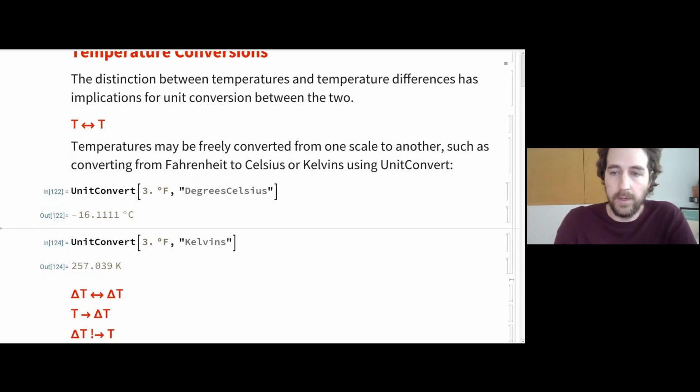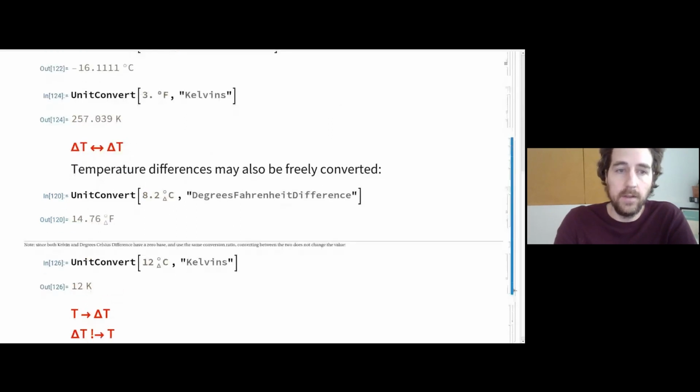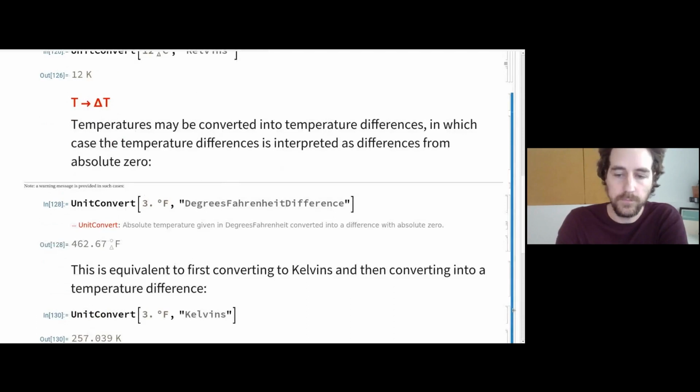We can convert between temperature differences. Again, temperature differences also have a zero value of zero, and they represent the difference between two absolute temperatures. So I can convert from degrees Celsius difference to degrees Fahrenheit difference. You'll notice the difference units have this small delta under the degree sign, indicating it's a measure of temperature difference. And again, kelvins can be used on either scale, in either fashion of absolute temperature or temperature difference, because of its fundamental zero value.